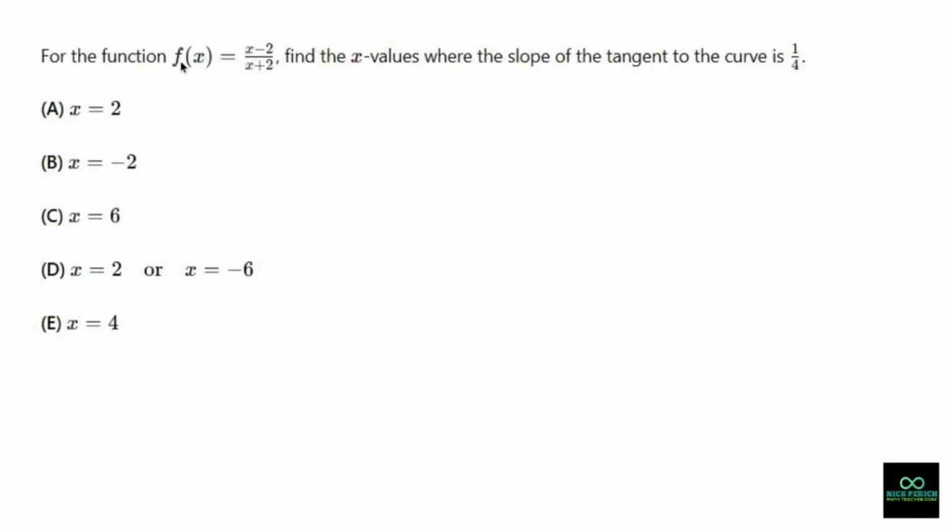For the function f(x) equals (x minus 2) over (x plus 2), find the x values where the slope of the tangent to the curve is 1/4. Well, the slope of the tangent to the curve means f'(x). That's the derivative. And we want to find out when f'(x) is equal to 1/4. So we need to find the derivative of that guy, which involves the quotient rule.